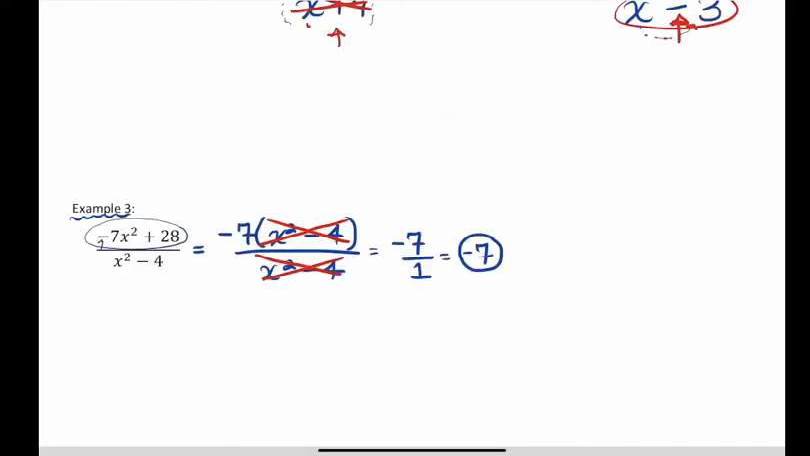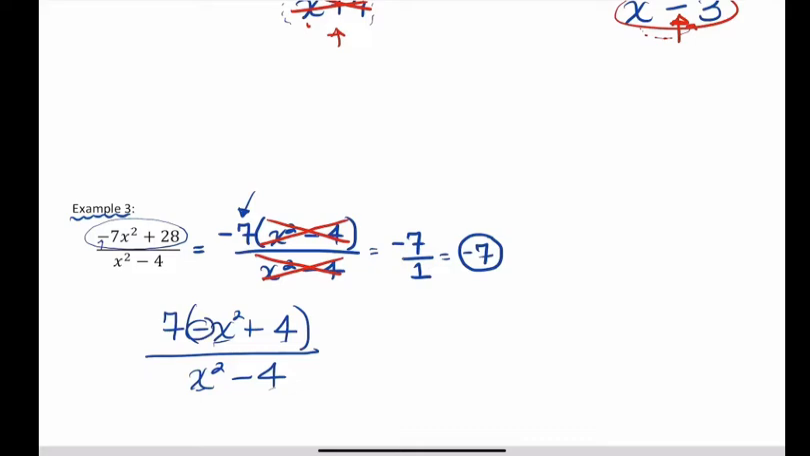Now, on example 3, let me show you what happens. Let's say we didn't factor out the negative 7. Let's say we just factored out 7. Well, if we factored out 7, see what happens here? We're left with negative x squared plus 4. Forgot the squared there, but you've got x squared minus 4 here. And those are not the same thing. I can't cancel out this x squared with this x squared and this 4 with this 4, because it's not exactly the same thing. So that doesn't work.